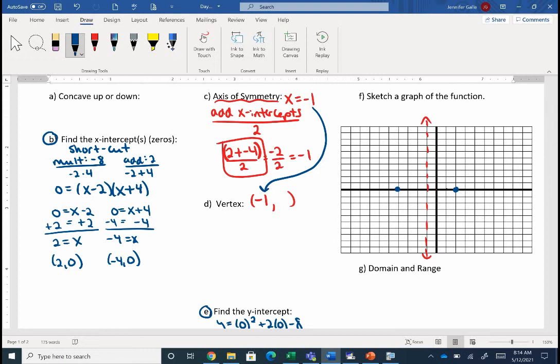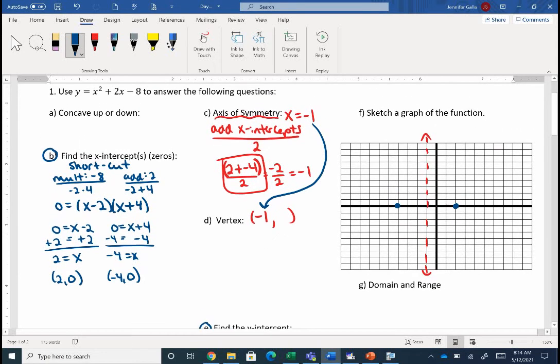Last unit we picked out the vertex, and then from that we got the axis of symmetry. Well, we can go the other way too. If I know the axis of symmetry is x equals -1, that means my vertex also has an x of -1. We can go the other way, and that's okay. Now, if I know my x value is -1, substitute it in for x.